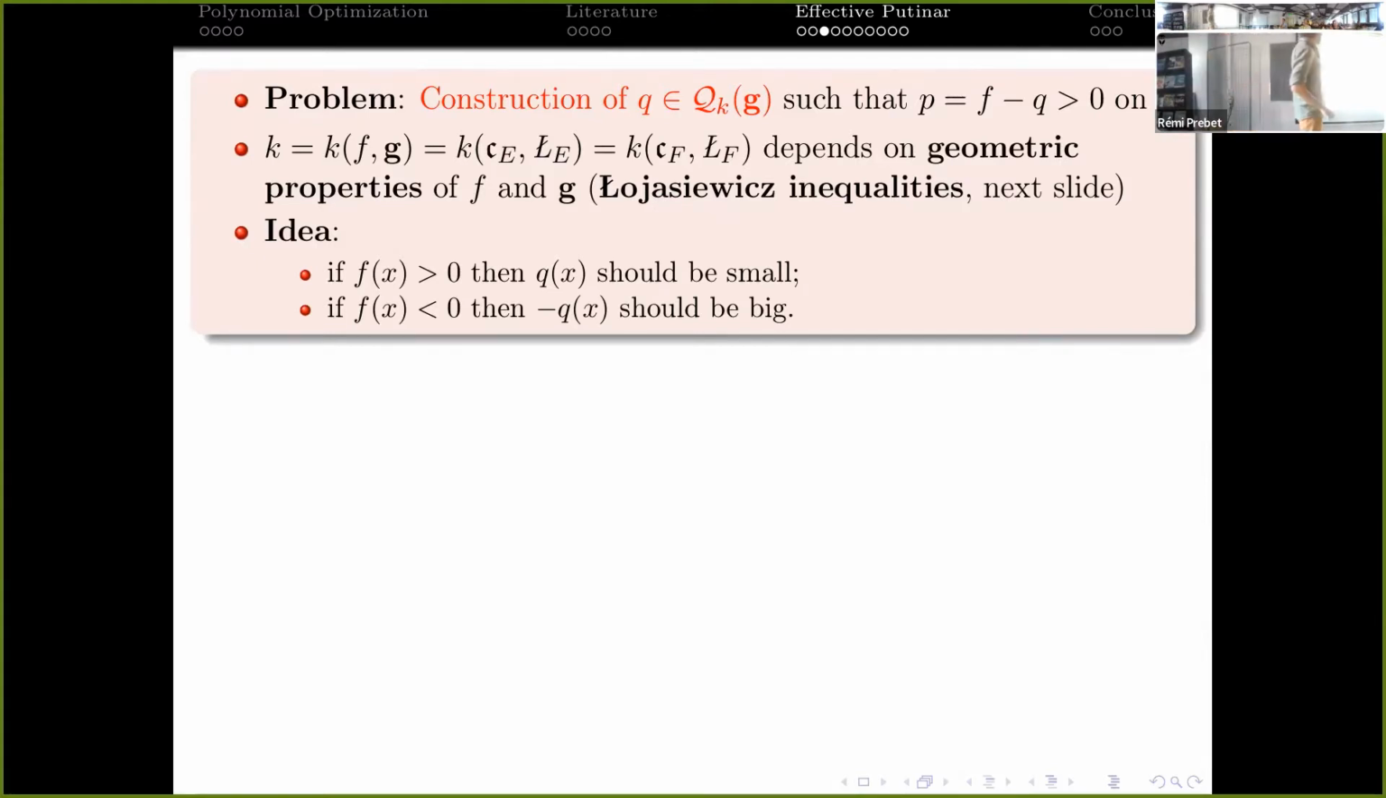So what is the idea here? Let's say that this is D, this is S. f is strictly positive here, and here it can be negative. So when f is already strictly positive, we don't want to take off many things. We want Q of x to be small here. On the other hand, if f is negative here, we need Q to contribute positively, so minus Q should be big. So we want something which is small here and big here. Okay, it's rather natural.